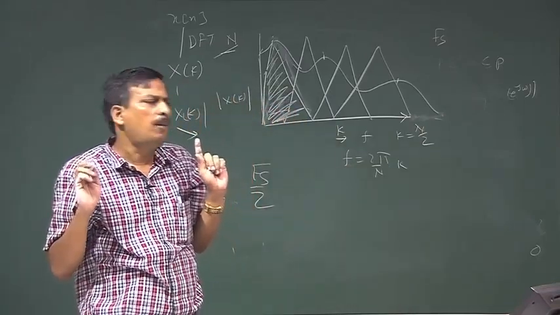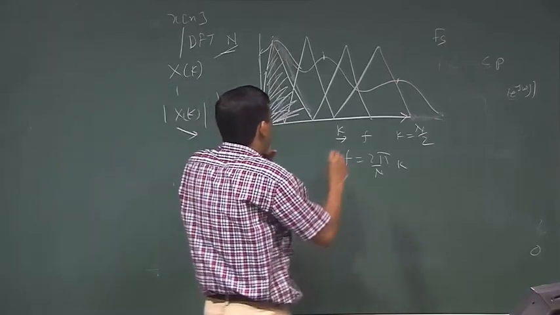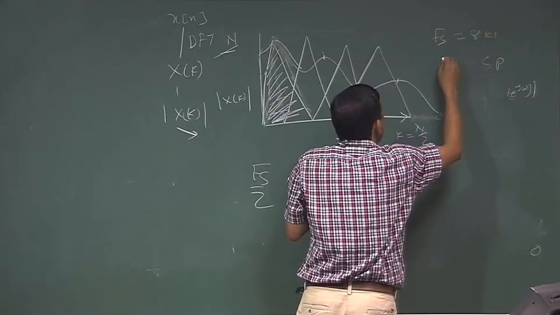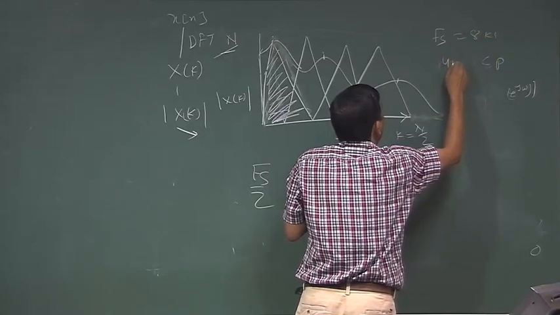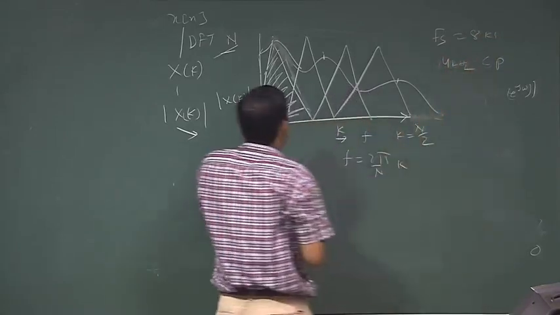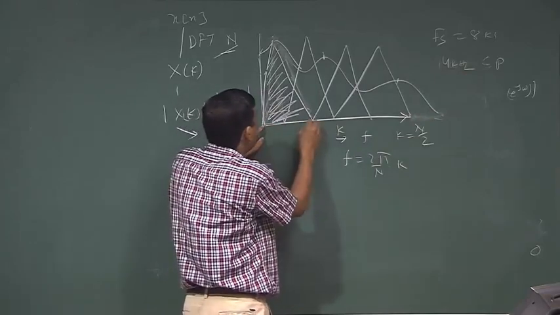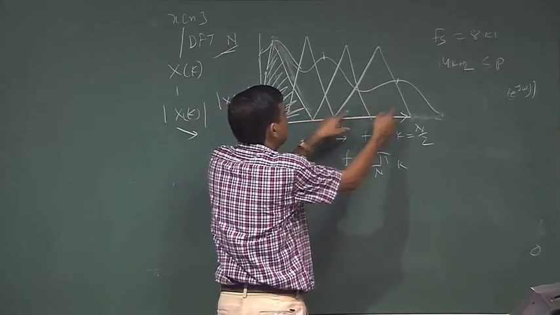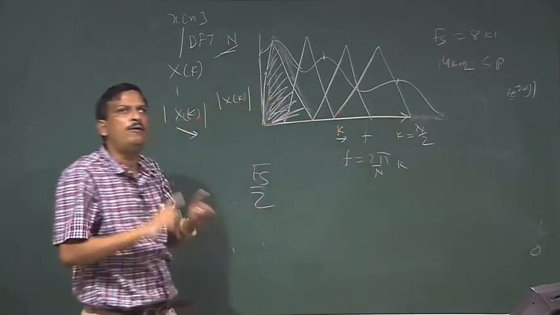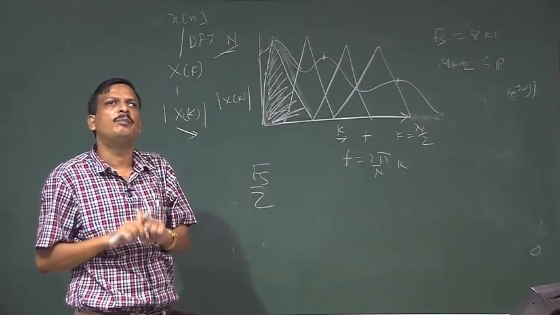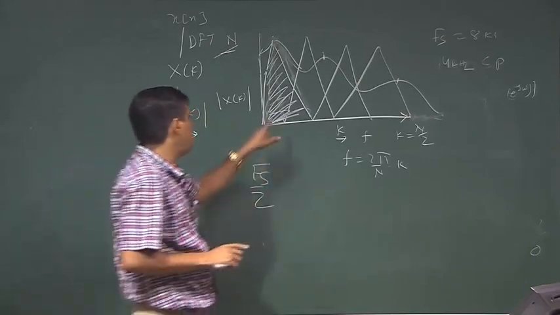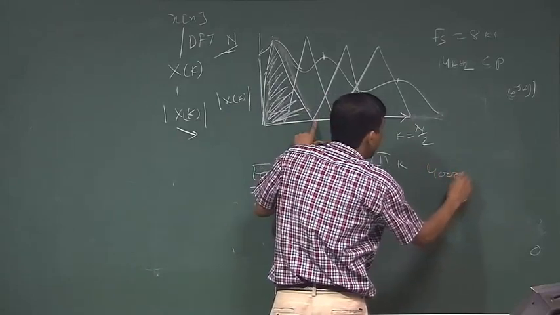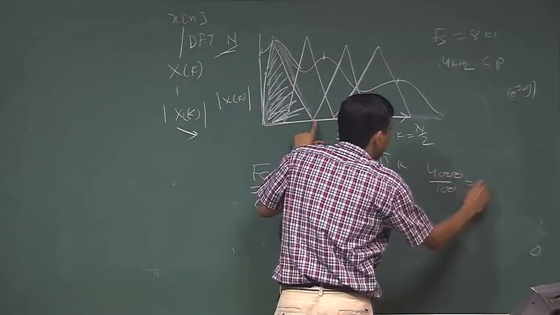Okay. So, suppose Fs is equal to 8 kilohertz, then I know that the maximum speech frequency is 4 kilohertz. Suppose I take 100 hertz filters, let us say linear, all filters with 100 hertz bandwidth. If there is no overlap, how many filters are required? 4 kilo divided by 100. So, 40 filters are required.